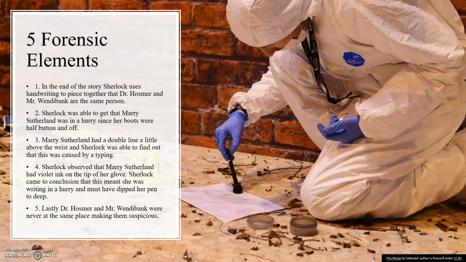And then the fourth is Sherlock observed that Mary Sutherland had violet ink on the tip of her glove, and that meant that she probably was rushed and dipped her pen too far into the ink and got her glove a little bit dirty. The last piece of evidence is that Mr. Hosmer and Mr. Wendybeck were never at the same place, making them very suspicious.